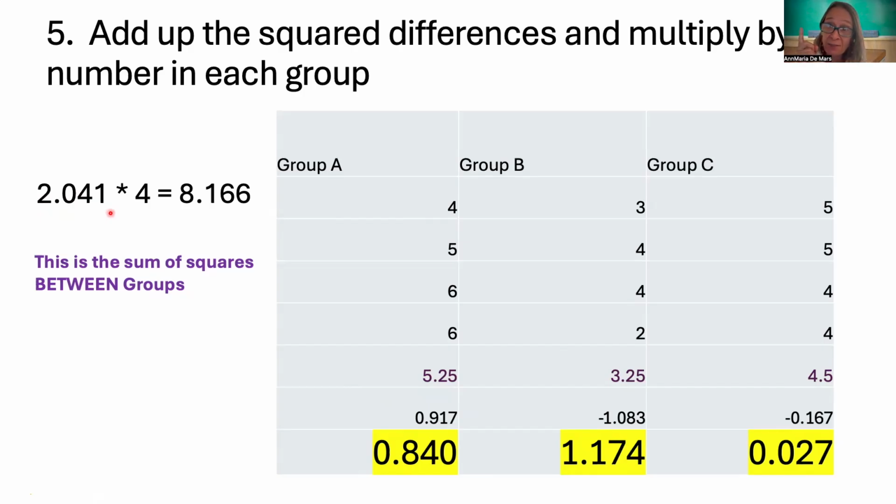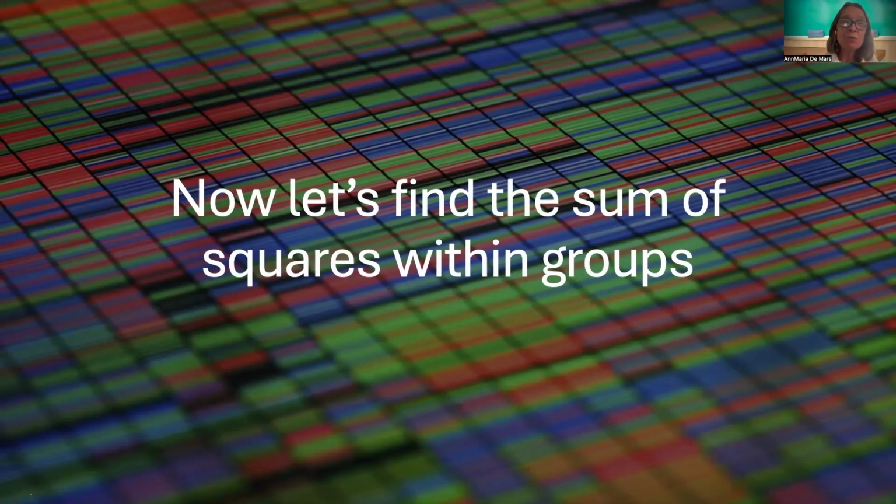So remember that. First thing is I get the sum of squares between groups by finding the difference between each group mean and the mean for everyone altogether. And I square those differences, I add them up, and then I multiply that by the number of people in each group. Now let's find the sum of squares within groups.